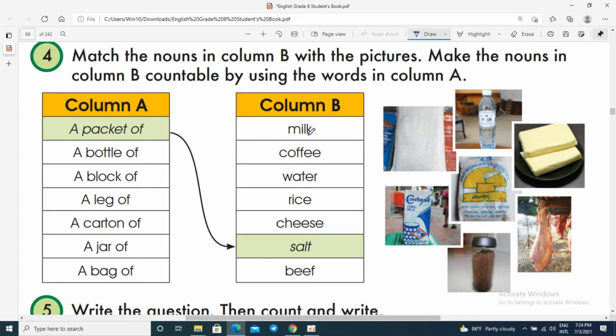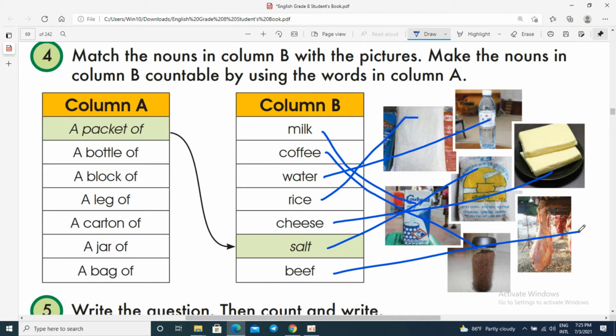Now let's go. Milk, where is milk? Where can you find it? Sure, it is here, right? Milk. And where is the coffee? Coffee is here, right? And where is water? Water is here. Where is rice? Rice is here. Where is cheese? The cheese is here, can you see? Where is salt? Here. Where is beef? It's here. Okay, I hope you are clear with that.